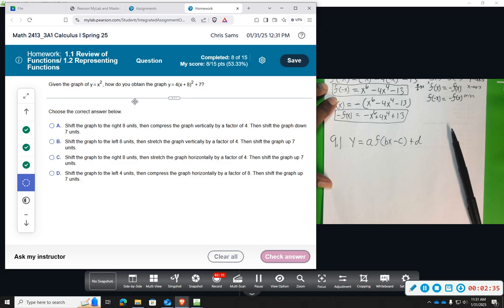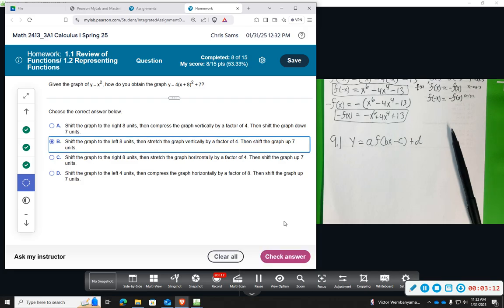So recalling what happens here, the 4 is in the position of the a value, so this is going to be a vertical stretch by a factor of 4. This plus 8 is opposite here, so the original symbol is minus, so we put in a negative 8. That means it's going to actually get shifted to the left 8 units, and it's going to get shifted up 7 units. So the plus 7 is going to do exactly what you think. So we're going to not shift right, we're going to shift it left 8, stretch it vertically by a factor of 4, and then shift up 7. So B is what we're looking for here.